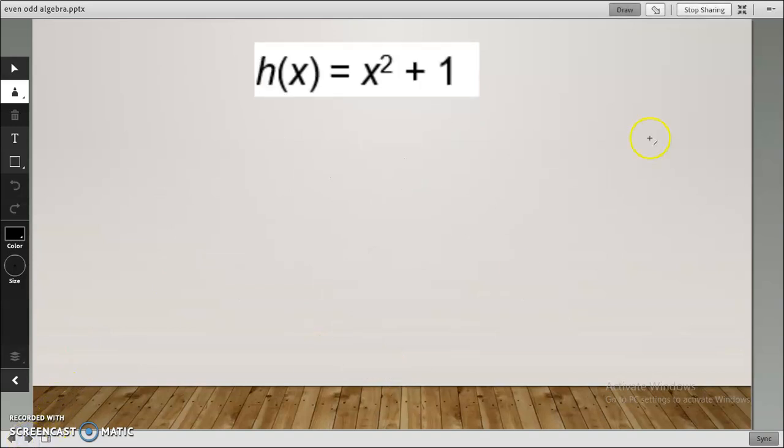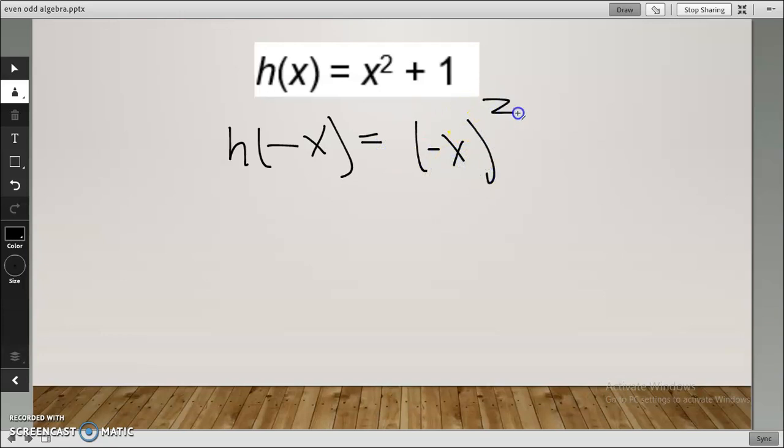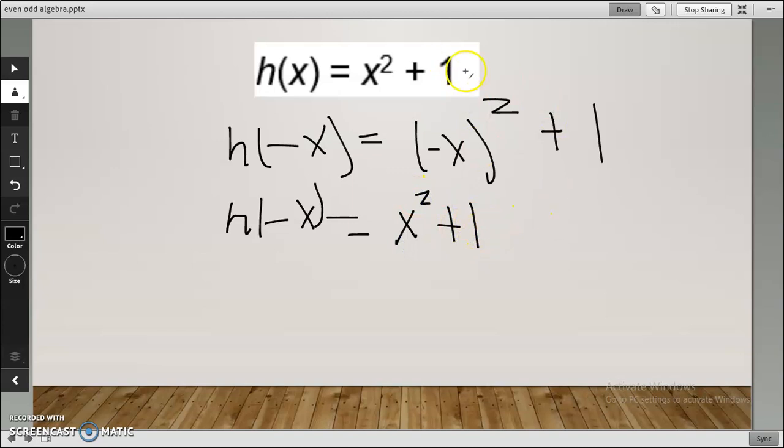Let's do another one. All right, so I have h of x equals x squared plus 1. Again, I'm going to plug in a negative x. And I'm just trying to see what my signs do. So that's a negative x squared plus 1. We know when we square a negative number, it comes out positive. So that's going to stay x squared plus 1. Notice my signs are exactly the same. So that means that my h of negative x is equal to my h of x. It's the exact same equation all over again. So that means that this is even.